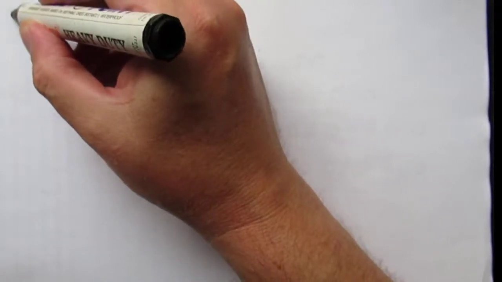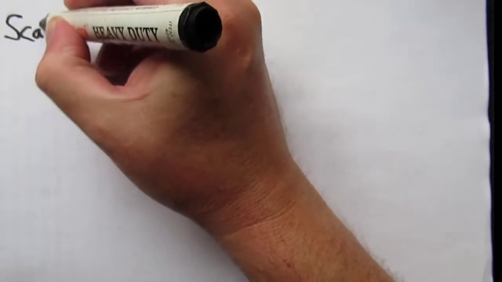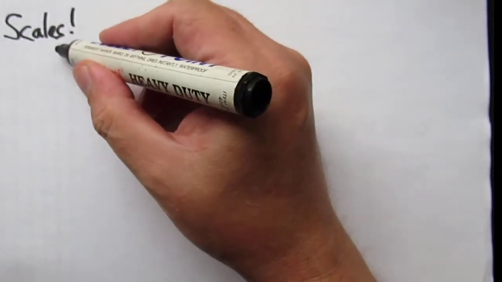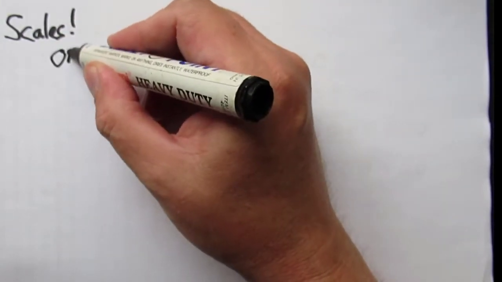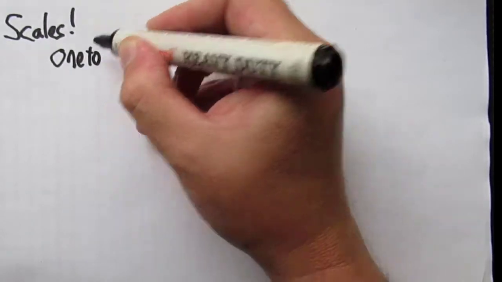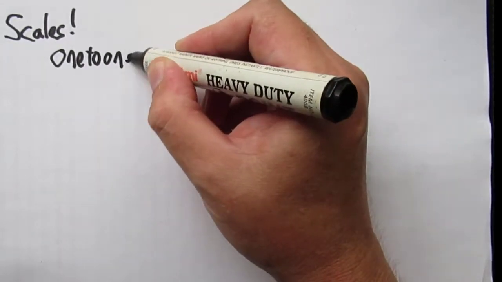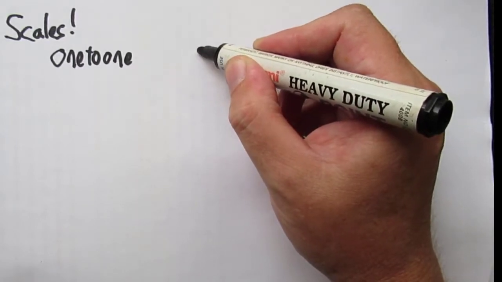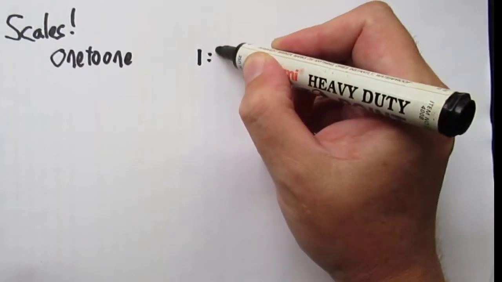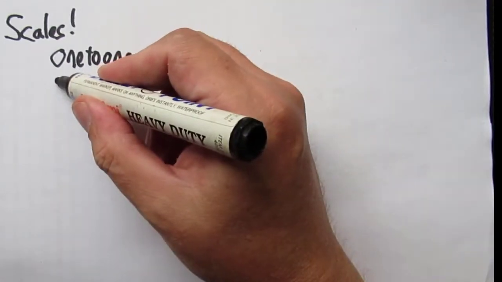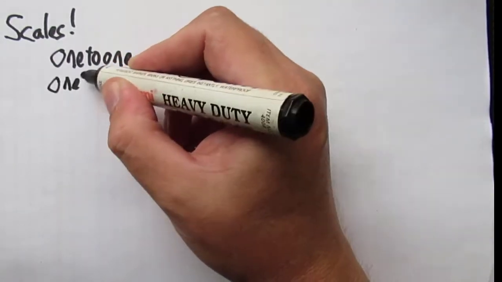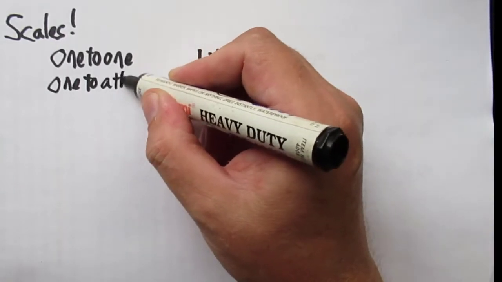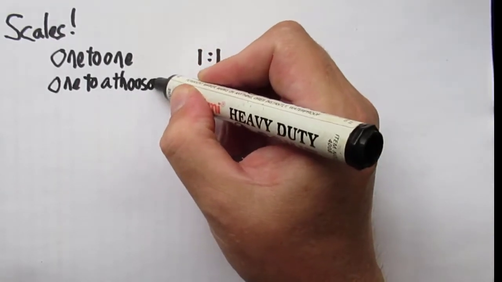In this video, we're going to get you up to speed on key scales for teaching. Now, our first scale is 1 to 1, and it's written as a 1, a colon, and then a 1. That means 1 to 1. The next scale is 1 to 1,000. Now, these are key scales for teaching.